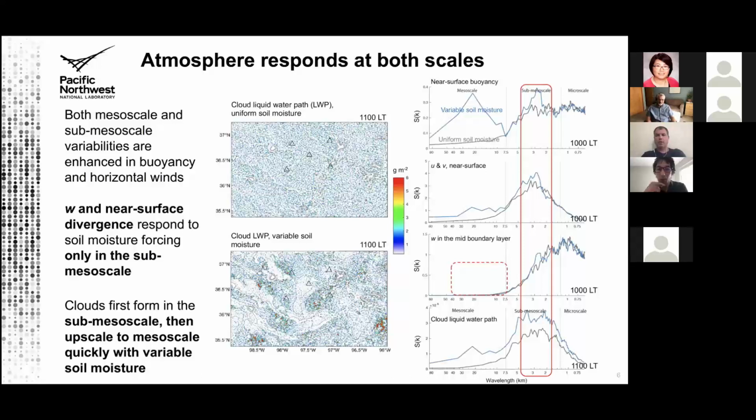And when we look at the spectrum of the cloud just 1 hour later, so it's 11 o'clock compared to 10 o'clock for the other spectra, we see energy in both sub-mesoscale and mesoscale is enhanced. When I look at the 10 o'clock power spectra, it really has energy in the sub-mesoscale in both simulations. So what we can say is that the cloud forms in the sub-mesoscale anyway, but its upscale growth is really enhanced by the soil moisture variability, which you can also see in the contour plots in the middle. Next slide, please.